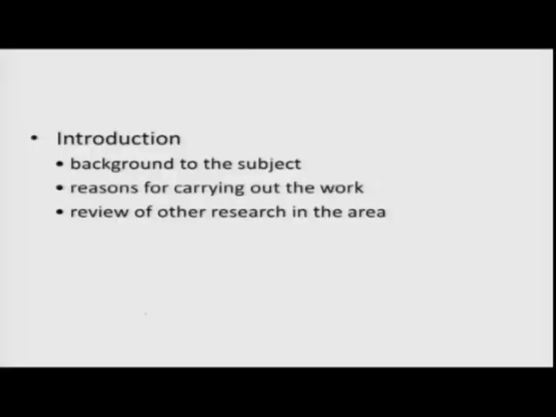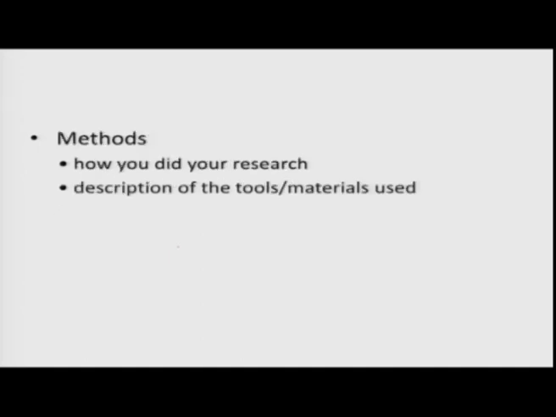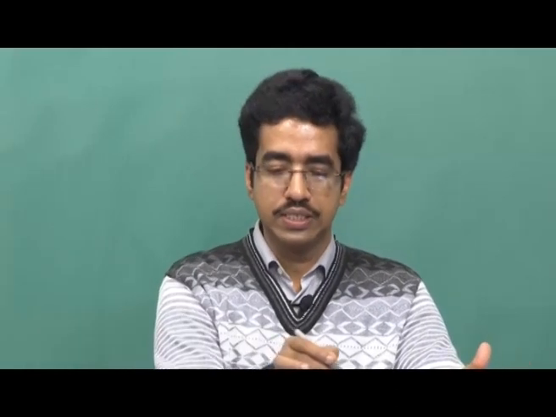Introduction section. So just like in a research proposal, this section introduces the subject, gives background information, and then reasons for carrying out the work, and then also reviews major studies in that particular field of study. Next section, methods. So here it includes details of your research methodology. So what tools you used, how you collected your data, how you analyzed data, who were your subjects, how did you approach them. So details about data collection procedures, all the details you include under this section.